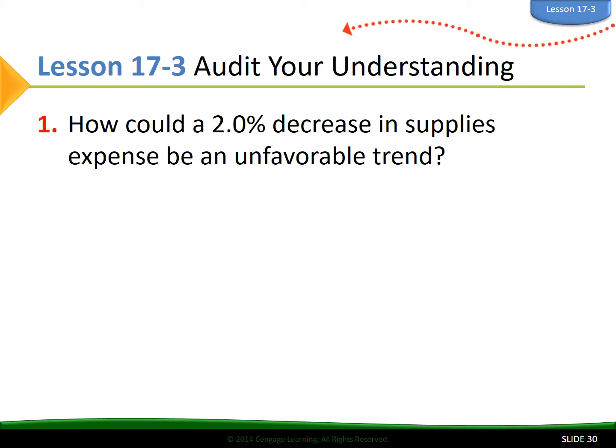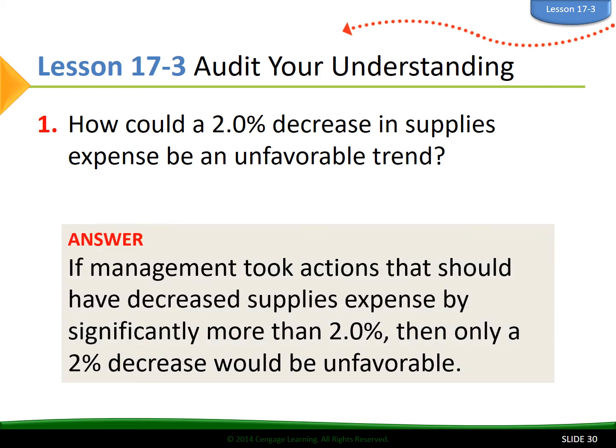How could a 2% decrease in supplies expense be an unfavorable trend? If management took actions that should have decreased supplies expense significantly or more than 2%, then only a 2% decrease would be unfavorable.